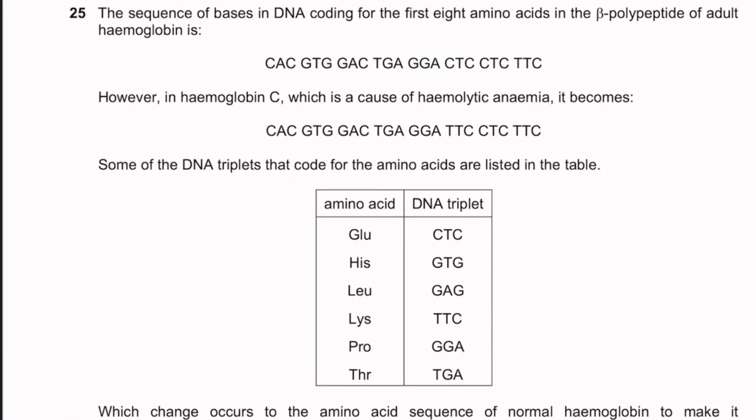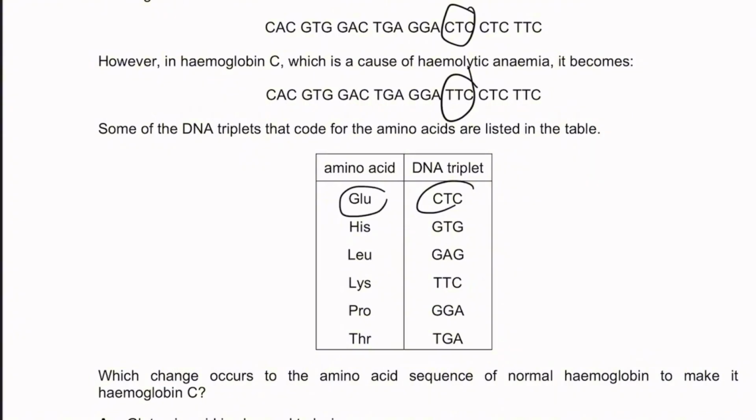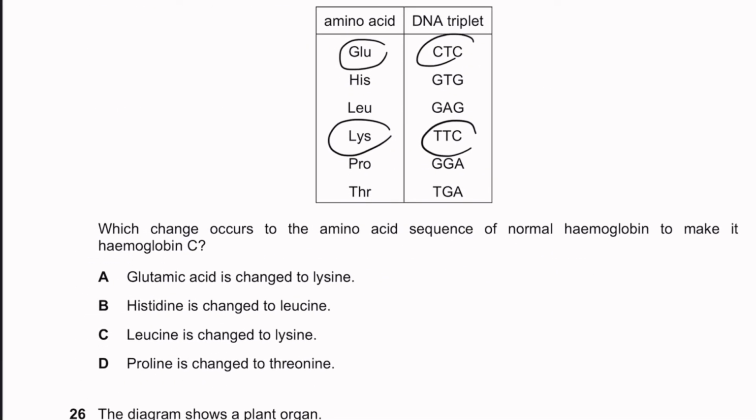The sequence of the bases in DNA coding for the first 8 amino acids in the beta polypeptide of adult hemoglobin is given to you. However, in hemoglobin C, which is the basic cause of hemolytic anemia, it becomes the following. And there's a change of bases you could see here from CTC to TTC. Some of the DNA triplets that code for amino acids are listed in the table. You have amino acids and you have DNA triplets, so you could see here how the DNA triplet that codes for glutamic acid is changed into TTC, which actually codes for lysine. So we have a change in amino acids, and what change occurs to the amino acid sequence of normal hemoglobin to make it hemoglobin C? Glutamic acid is changed to lysine, exactly.